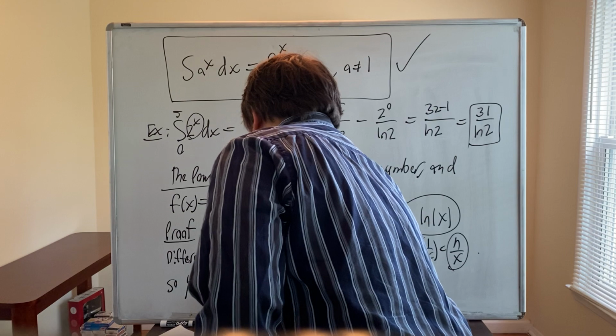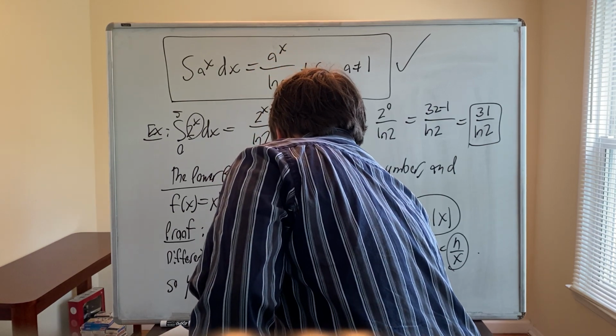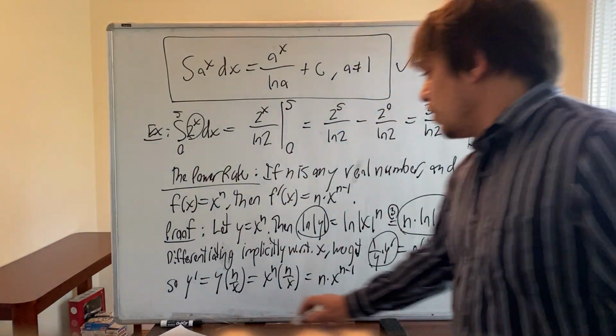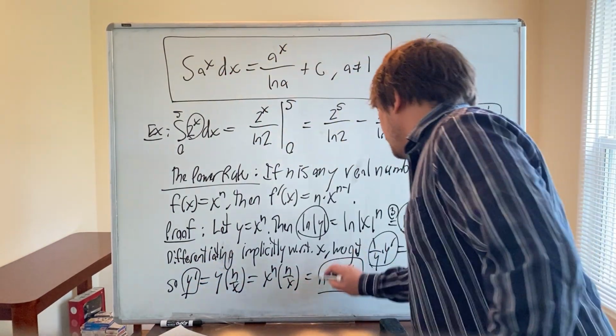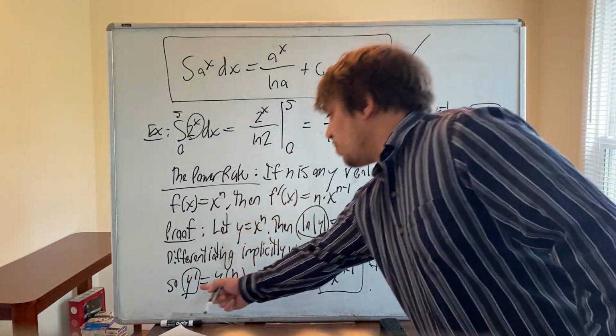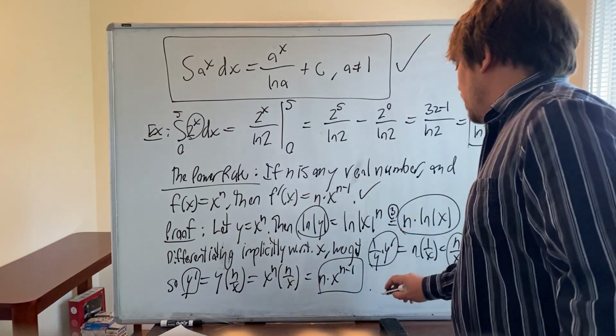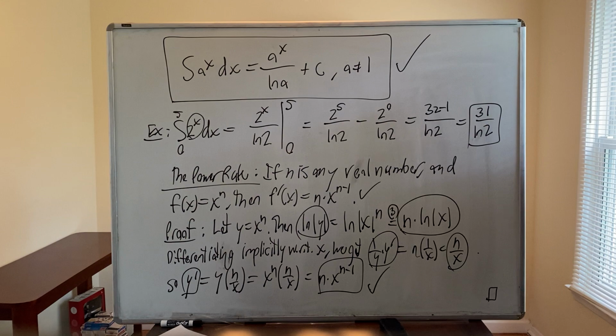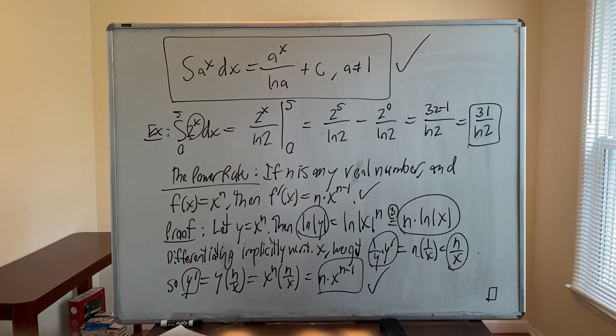And what was y originally? It was x to the n. So this is x to the n times n over x. And that's equal to n times x to the n minus 1. So what I showed is y prime is equal to n times x to the n minus 1. Y prime is f prime of x. And we showed that right there, and the proof is done. Good? Okay, let's keep going.